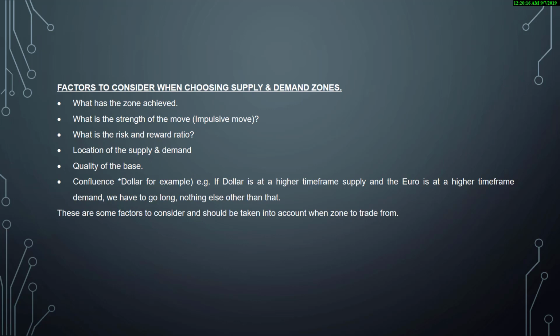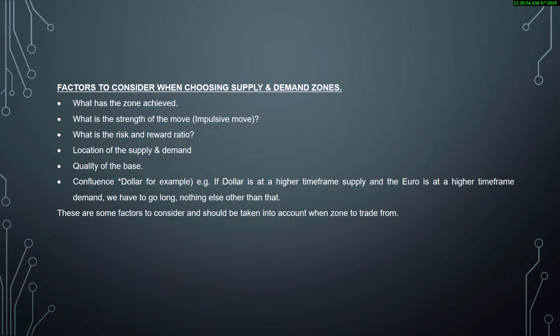What is the strength of the move? You see the impulsive move, does it have strength in it, right? Is the candle big bodied? You see, what is the risk reward ratio? You need to consider all this. The location of the supply and demand, where is it located in relation to my bias? Where is it located in relation to your trade configuration? You see, on a higher time frame, where is your supply and demand located? The quality of the base is also important. Confluency.